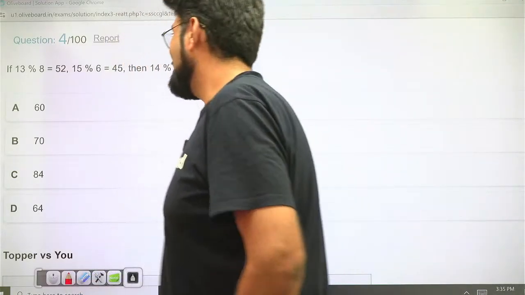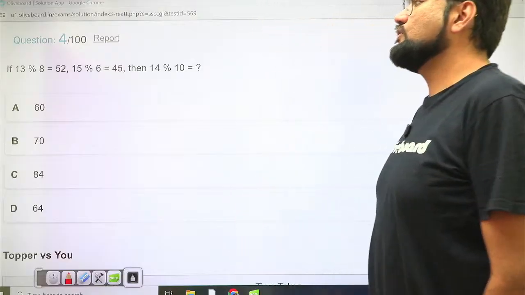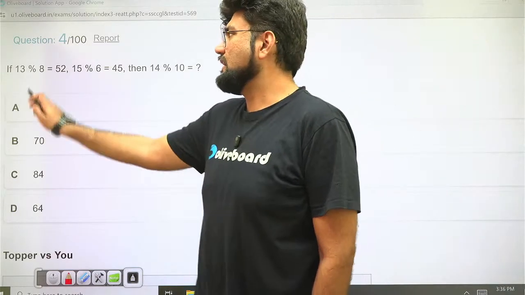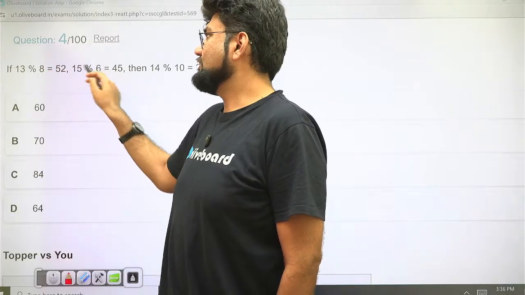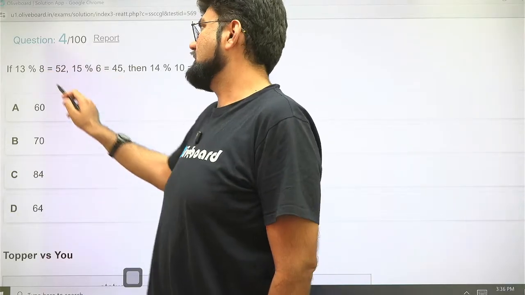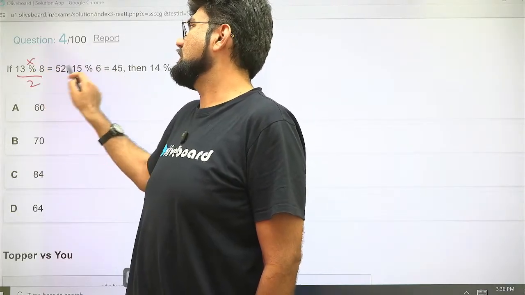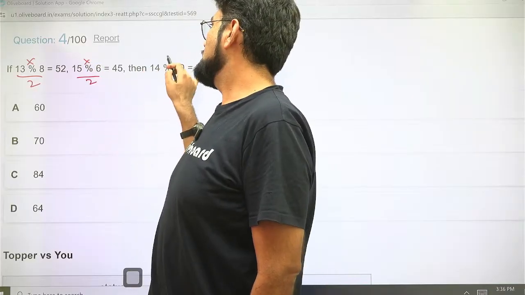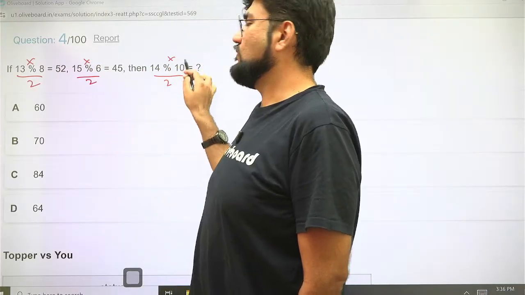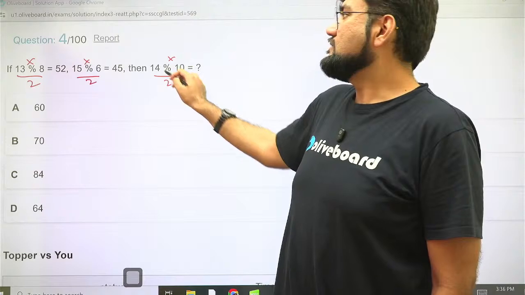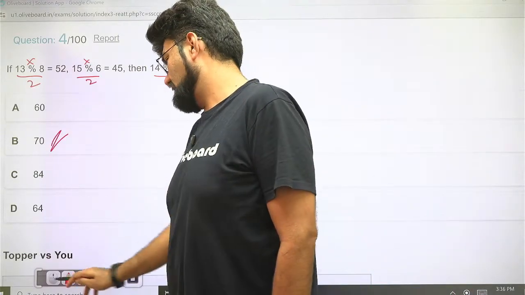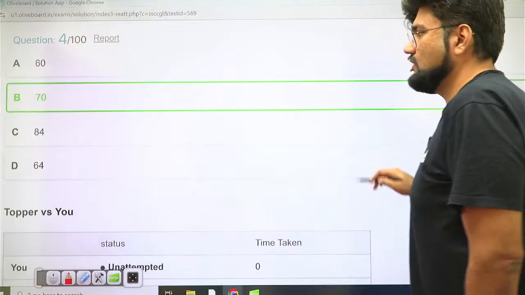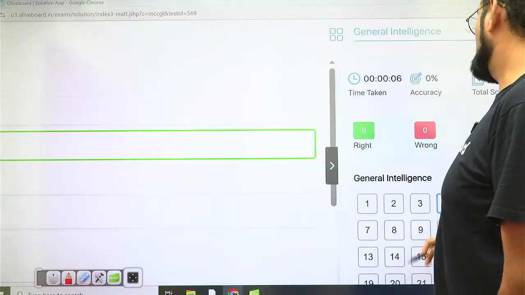Now, 13 into 8 is 52, 15 into 6 is 45. So what you're looking at is just half of it. 13 into 4 is 52, 15 into 3 is 45. So basically what is happening is you take a product and divide by 2, take a product and divide by 2, take a product and divide by 2. So 14 into 10, 140 by 2 is 70, or 7 into 10 is 70, or 5 into 14 is 70. Either way, option B is going to be the correct answer. However you look at it, obviously the answer is going to be the same. 13 seconds. Next.